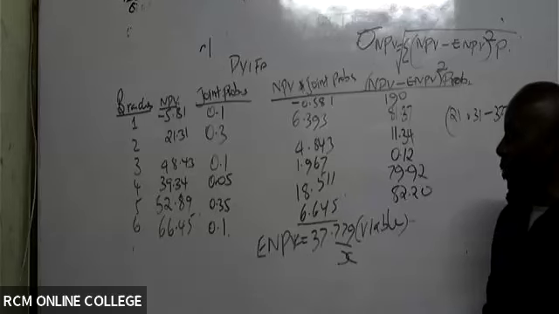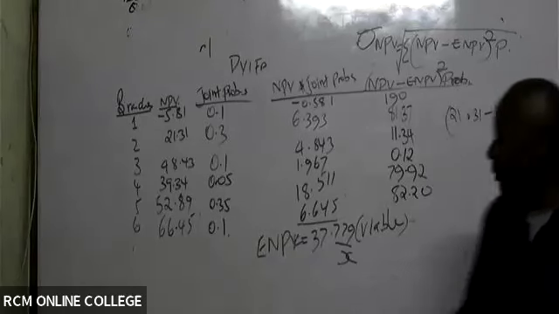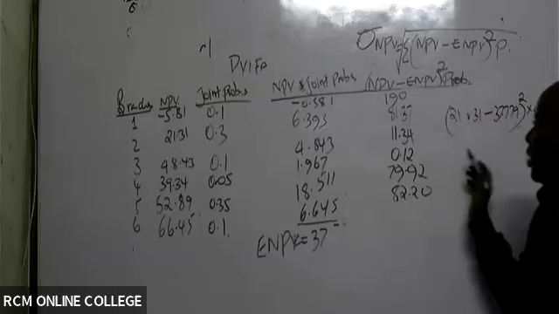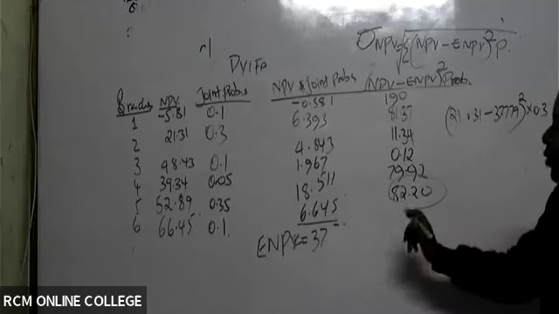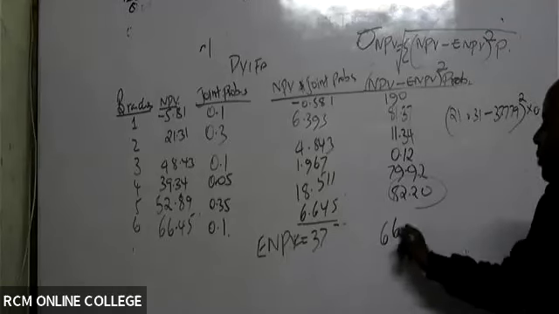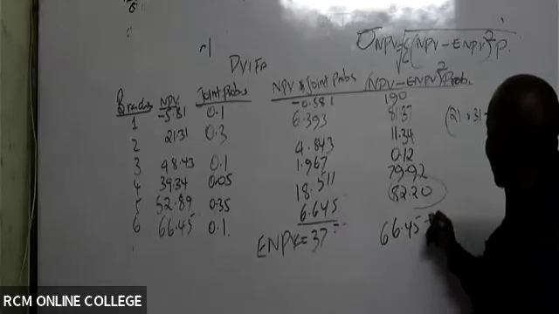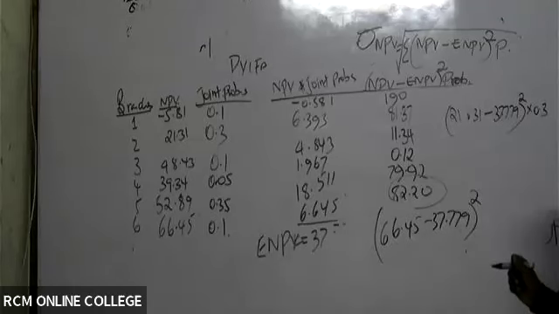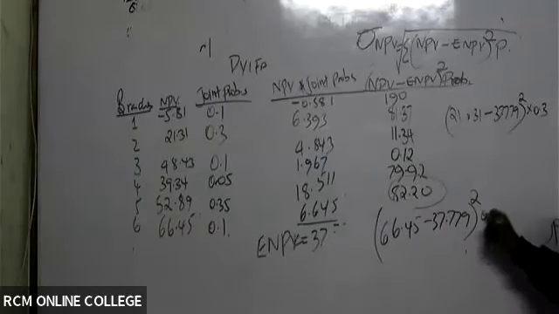Are we multiplying with the joint probability? Let me do one of them, because of the formula, look at it. What does the formula talk about? For this one, the NPV is 66.45 minus the ENPV, which is 37.779. Then we square whatever answer you get, and you multiply with the joint probability, which is 0.1 here.